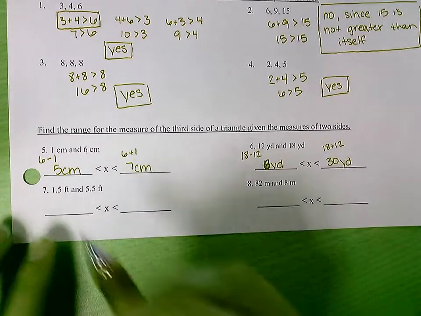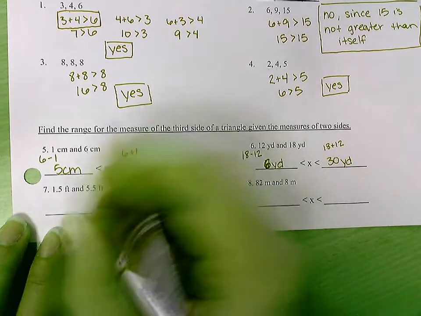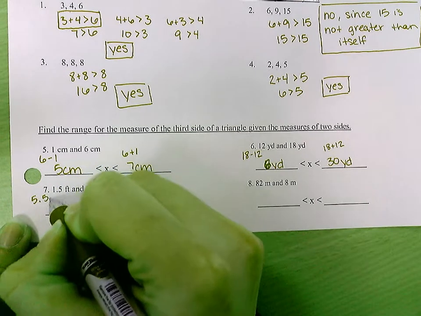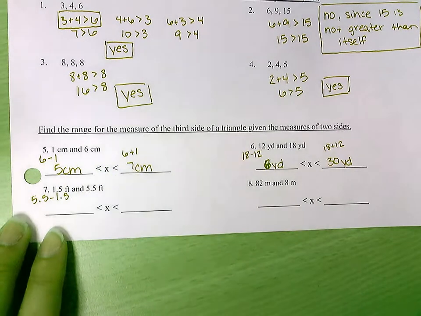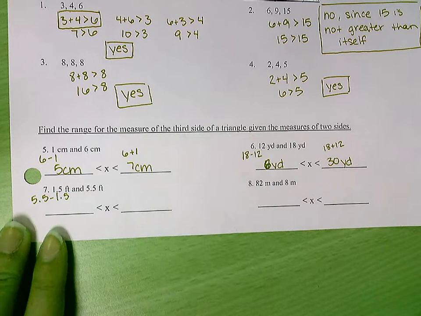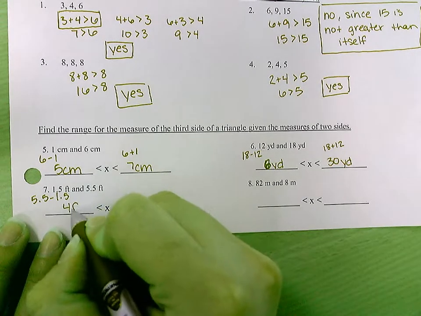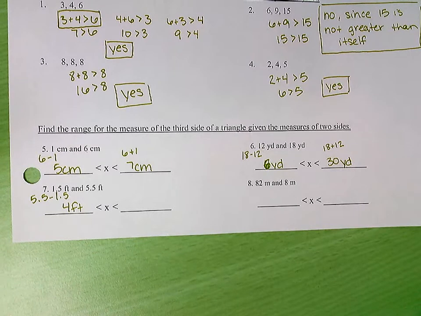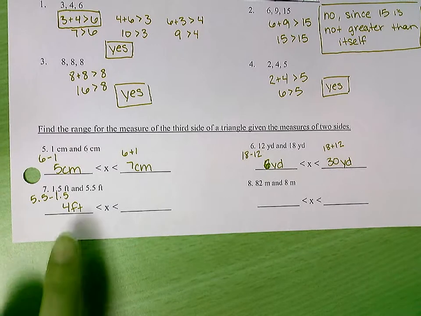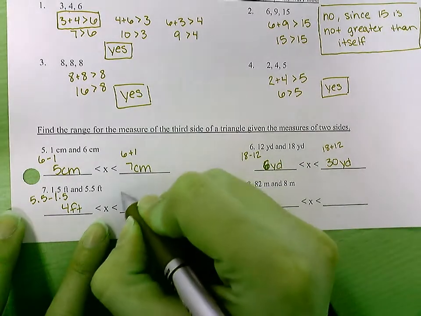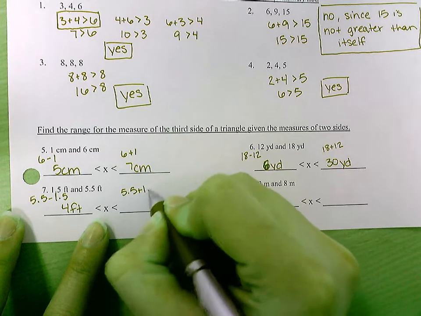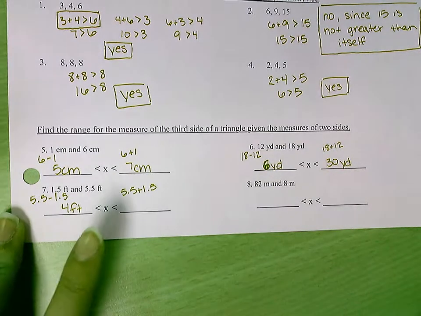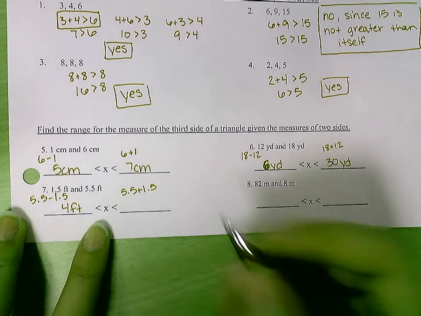Okay, number 7, same process. Subtract the two we know. So we have 5.5 minus 1.5. That's 4 feet. And yes, I do want you to include the label. Don't just write the number. If you notice, I've been including the label each and every time. So you should probably include that as well. Okay, so I have 4 feet. And then I'm going to add my 2. Okay, that's 7 feet.